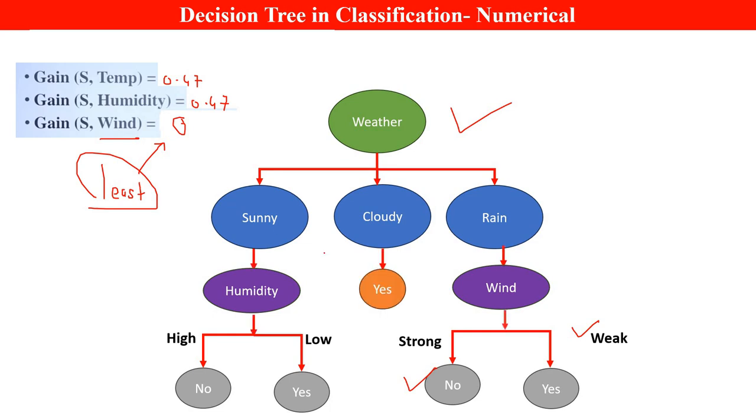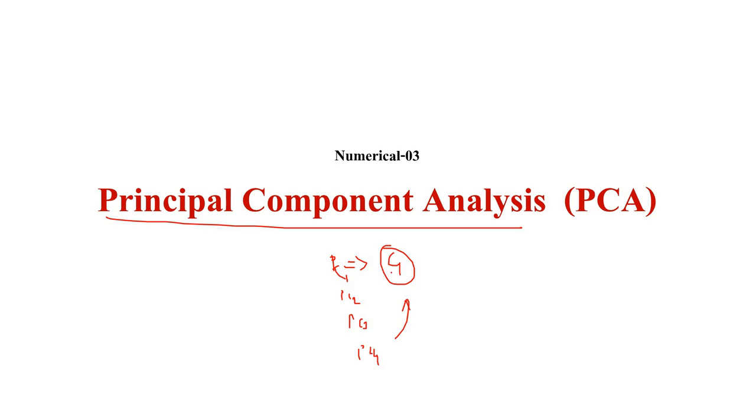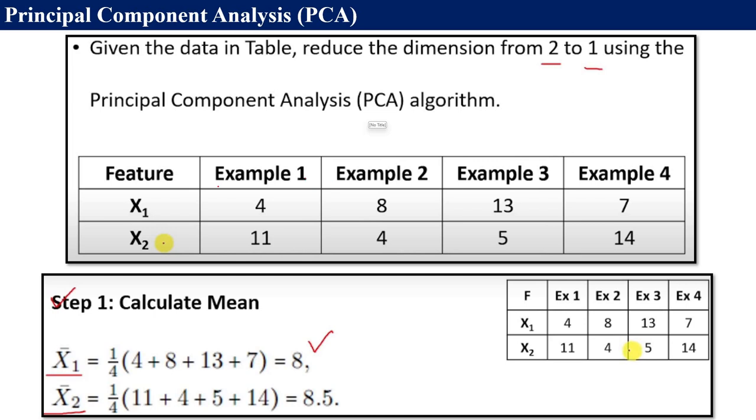The last questions will be on the PCA, that is the principal component analysis. They will ask you to calculate the PC up to 4, the 4 iteration, that is PC1. We have to calculate PC2, PC3, and PC4. So this 4 indicates that we have to calculate the principal components up to the 4 values. Here the problem is given.